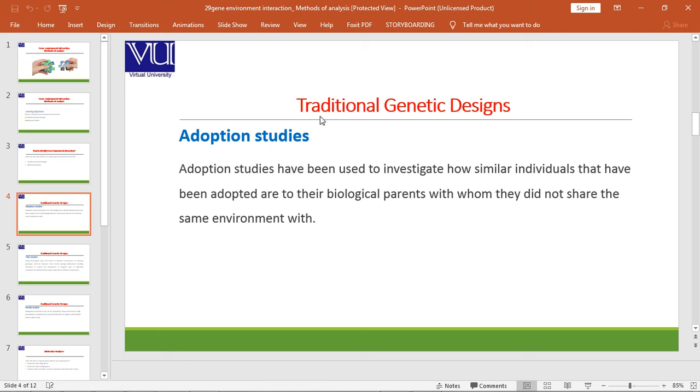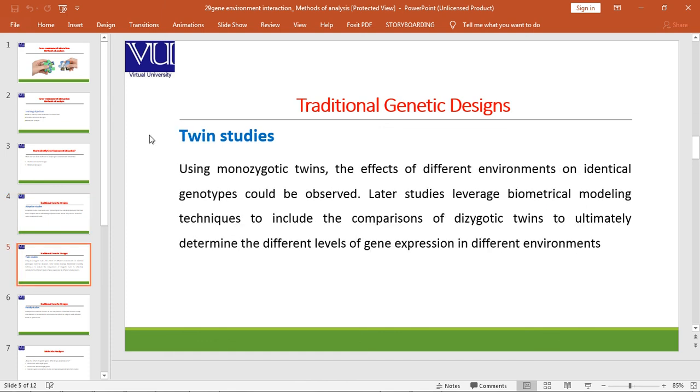Adoption studies, a traditional genetic design. Adoption studies have been used to investigate how similar individuals that have been adopted are to their biological parents, with whom they did not share the same environment. Twin studies: using monozygotic twins, the effects of different environments on identical genotypes can be observed.